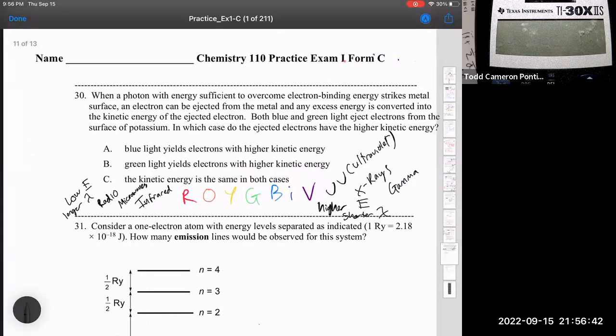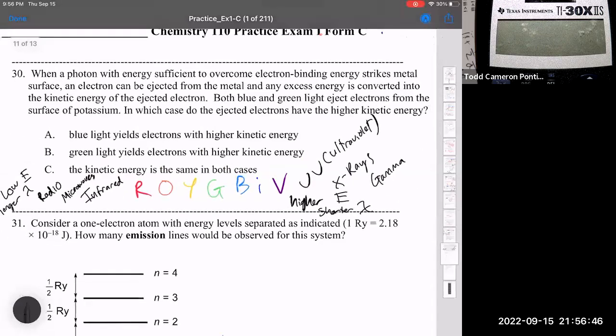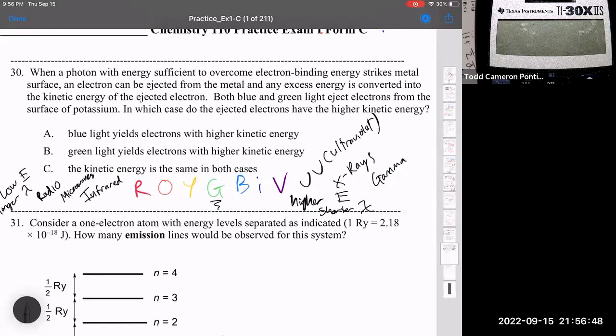The only two we actually need to answer this question are green versus blue. But I just want to go through this all, because it's sometimes useful to put them in order. So the higher energy one is blue. Blue light yields electrons with higher kinetic energy. Greater energy kicks electrons off more quickly.